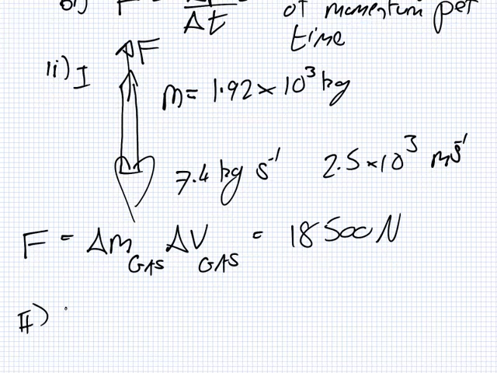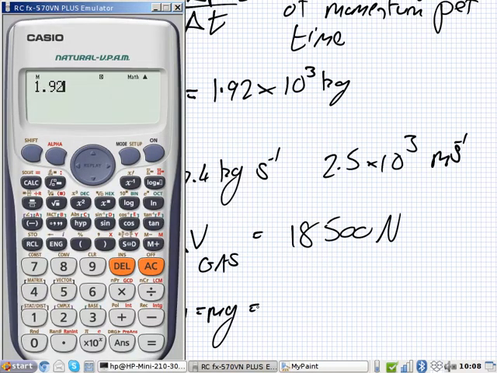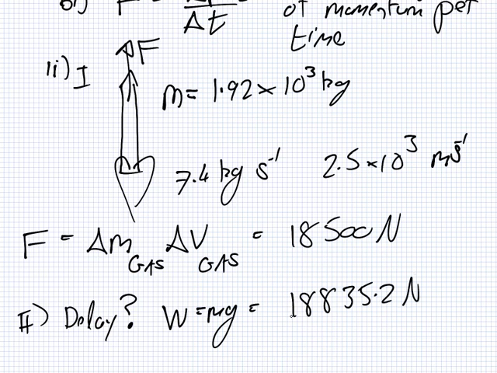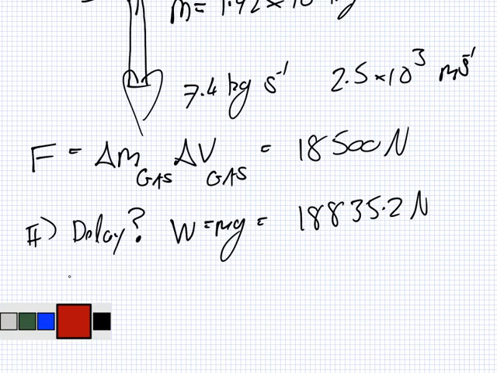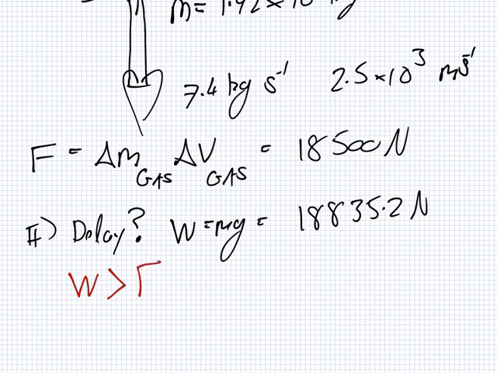Part 2. Why is there a delay? Remember, the weight equals mg, which is 1.92 times 10 to the 3 times 9.81. The weight is 18,835.2 newtons. So the weight is bigger than the force going up, which means it won't move until the weight becomes less than the force.